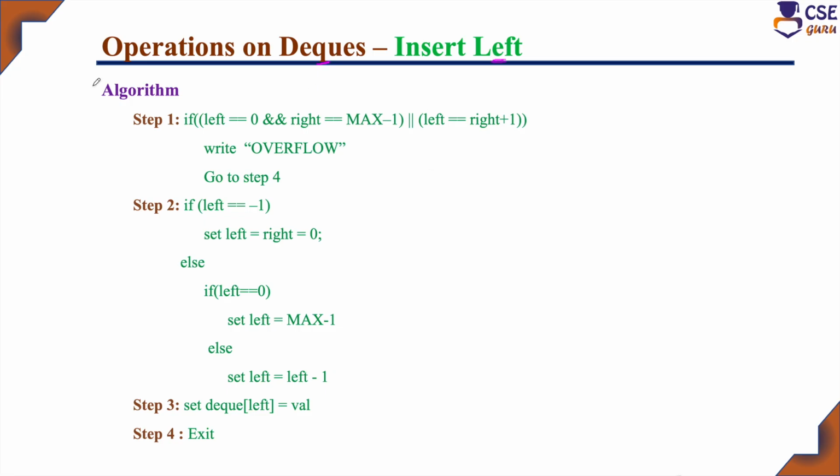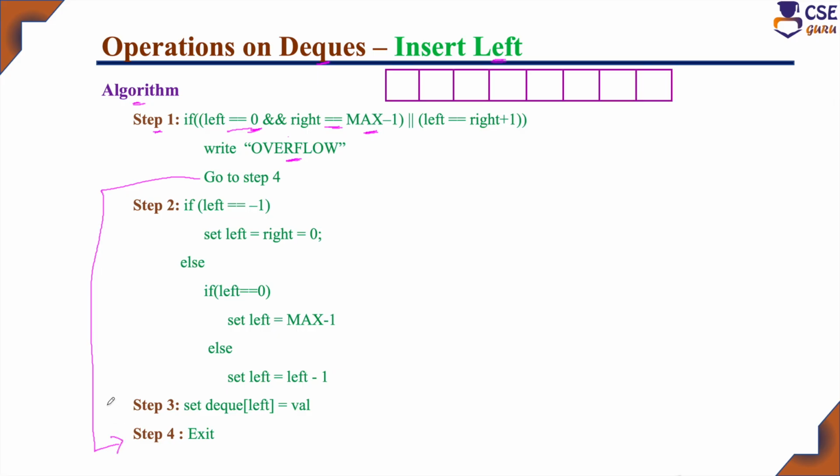Now this is the algorithm to implement the insert left operation. Step 1 is, if left is equal to 0 and right is equal to max minus 1, if both the conditions are true, in that case, the Deque data structure is completely full. Whatever memory locations you have allocated, you have placed elements in all of them. So it has to write overflow state and go to step 4, exit. You cannot perform a new insertion.